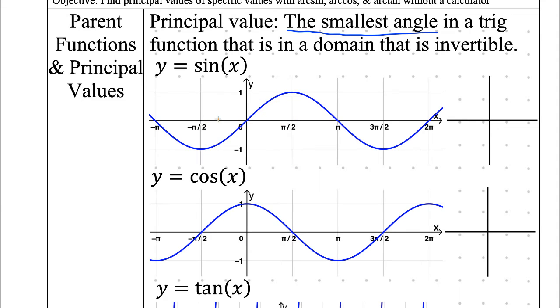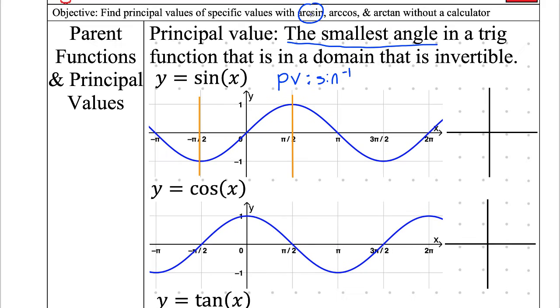So I'll make this a little bit neater. I said neater. Use a straight line between here and here. That's where we can restrict the domain to. So we can say for the principal value, the PV for arcsine, or sine to the negative first, I call it arcsine in here because it's easier to type, is in this domain of between negative pi over 2 to positive pi over 2, including the end.